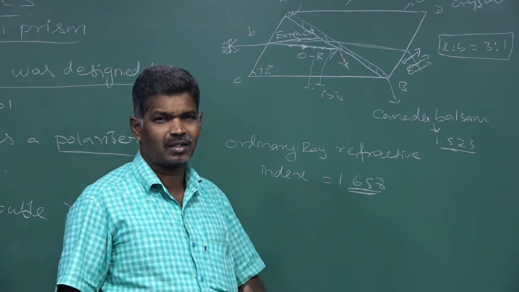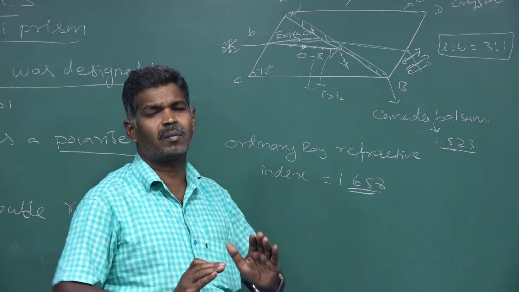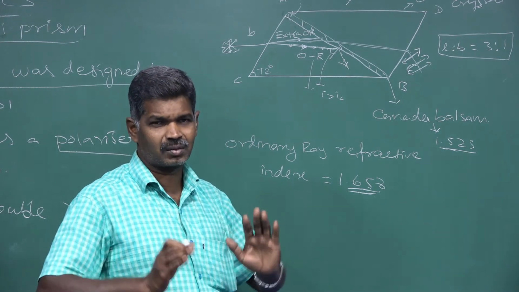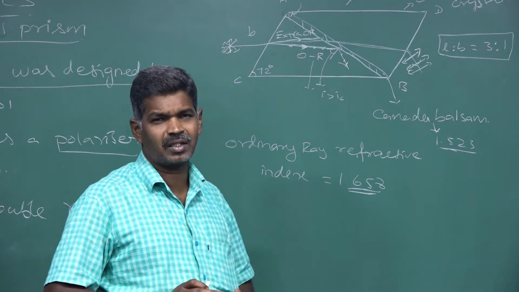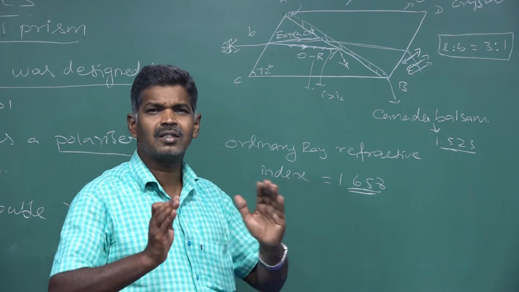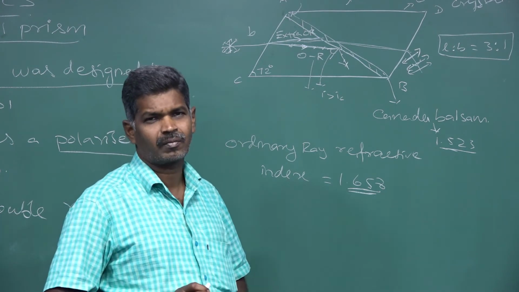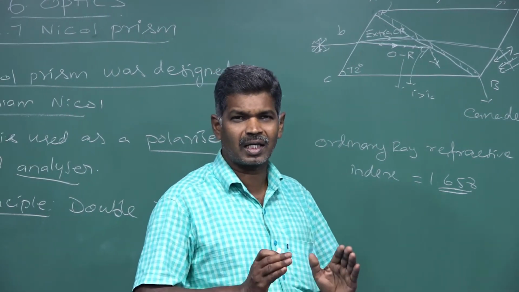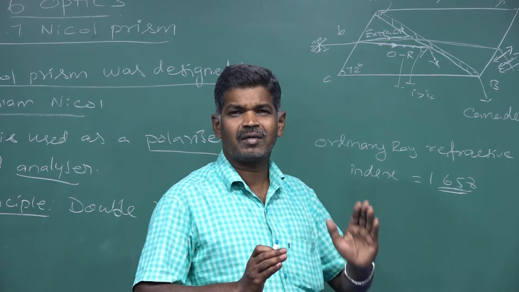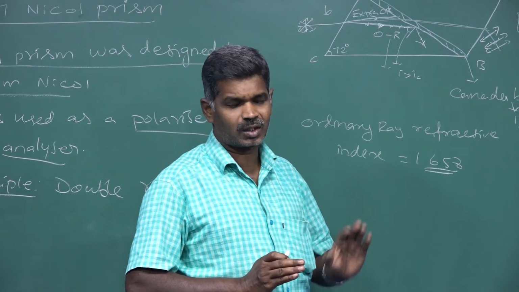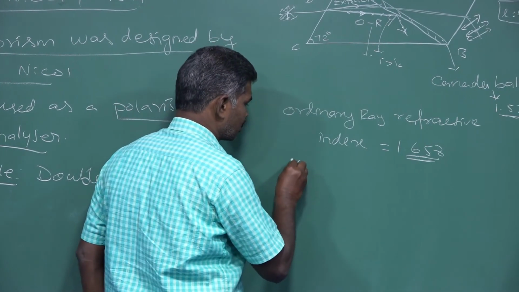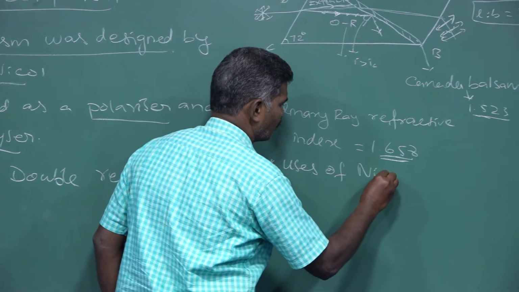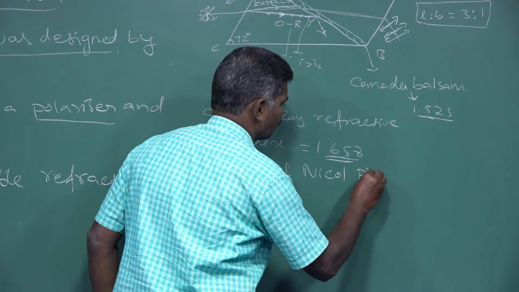There are some advantages and drawbacks for the Nicol prism. What are the advantages? This Nicol prism is used in many optical instruments to produce plane polarized light and to analyze the light which enters the instrument. That's why we have two uses. Uses of Nicol prism.